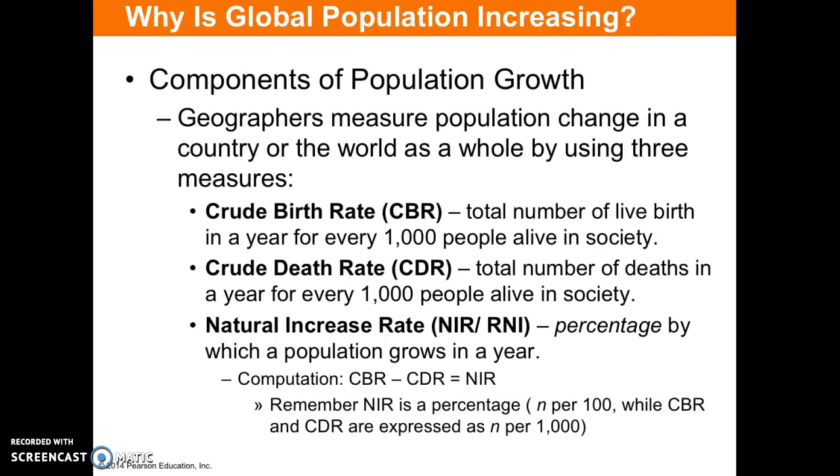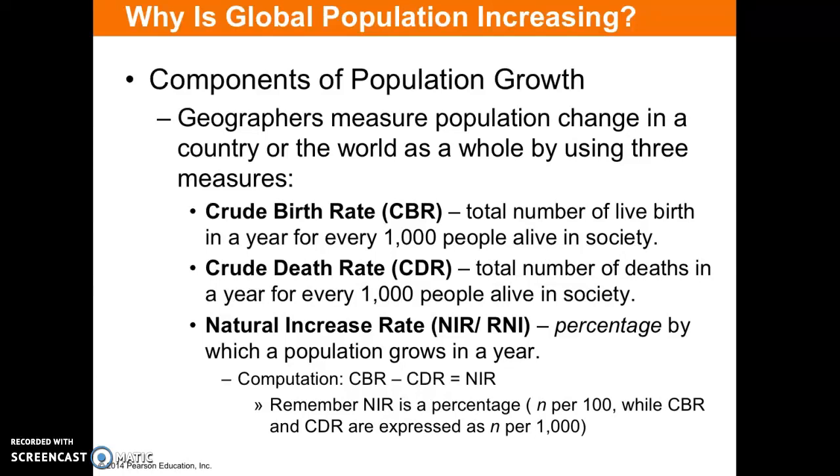And so to start with, we're going to look at some basic population statistics. So why is our global population increasing? And to understand that, you really have to understand the math behind it. And I know your review book says that you're not going to be doing tons of math, but you are. You're going to be doing some math in this chapter. So geographers measure a population change in a country or in the world as a whole by using 3 different statistical measures. So you'll be looking at crude birth rate.